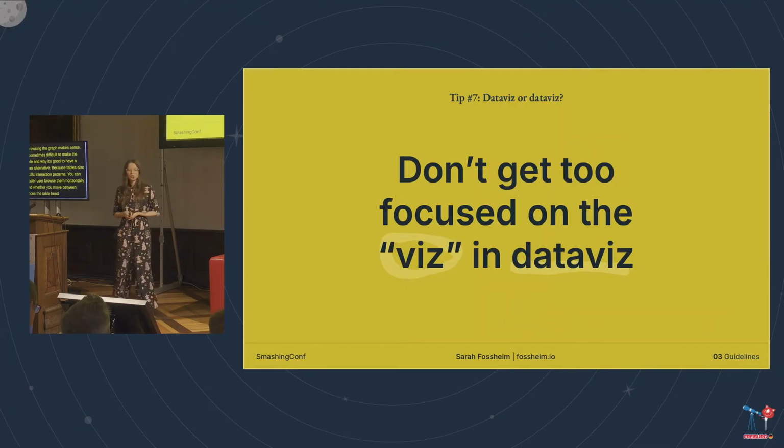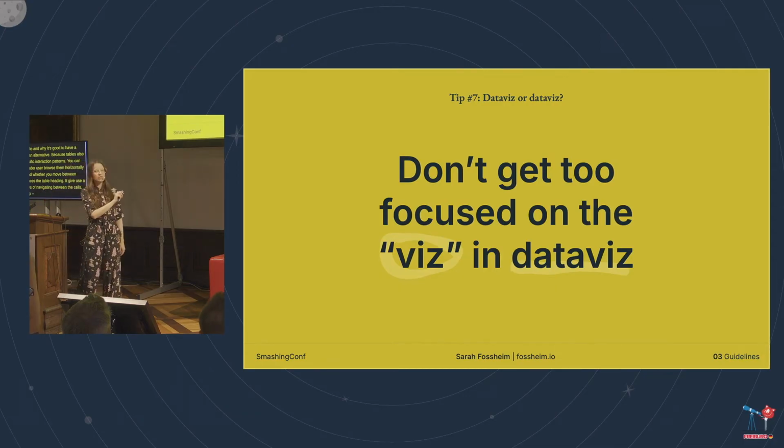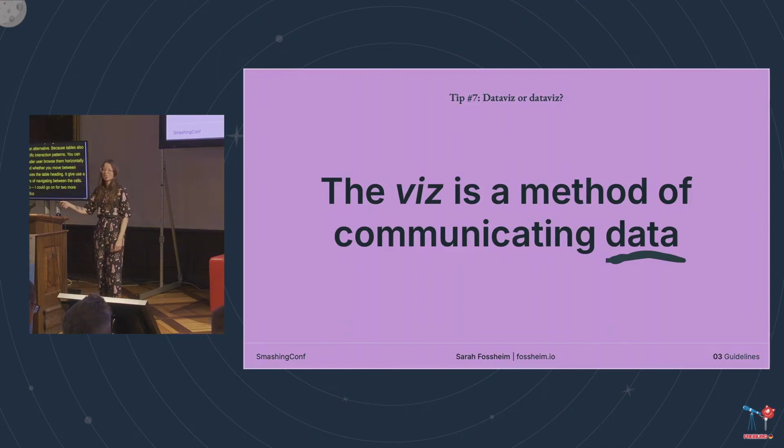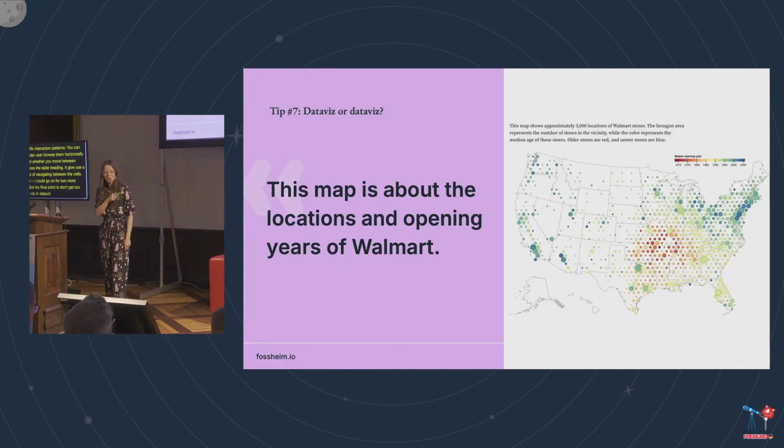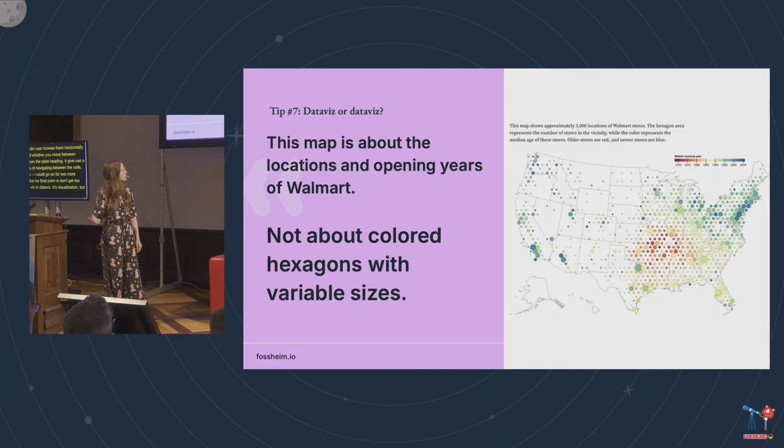And my final tip, I could go on for two more hours about this, but my final tip would be to not get too focused on the viz part in data viz. Yes, it's data viz, but it's also data. And we're using visualizations to make the data more accessible and to communicate the data. So this is a map about the locations of Walmart and when they opened. It's not colored hexagons with variable sizes on a map.